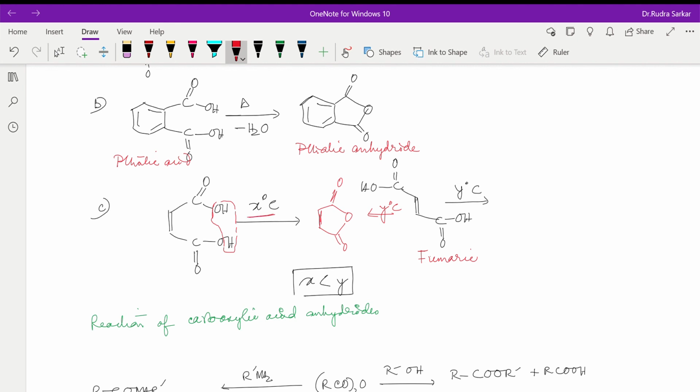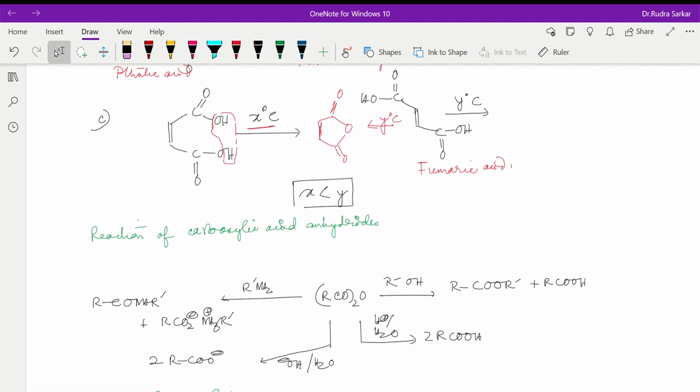However, if you want to convert the fumaric acid to its anhydride, then obviously because they are staying away from each other, it will be a little bit difficult for them to do so. So hence it will require more temperature.